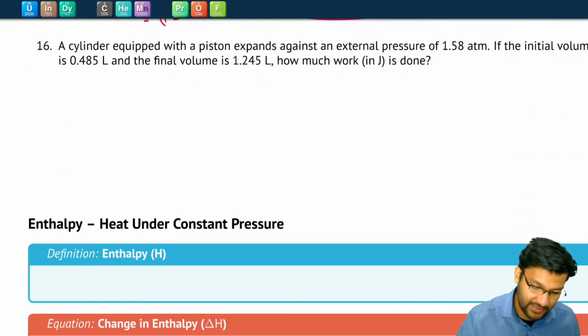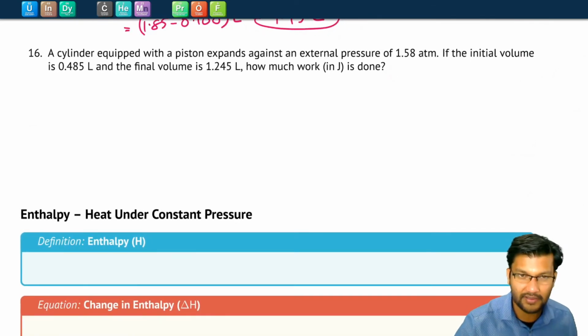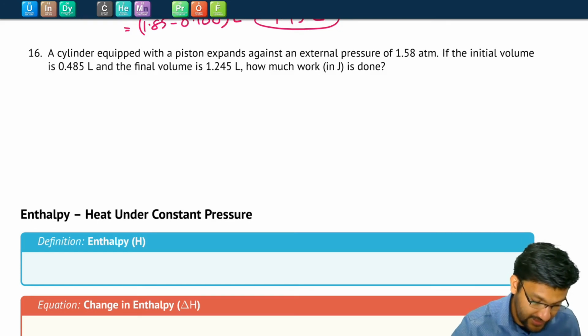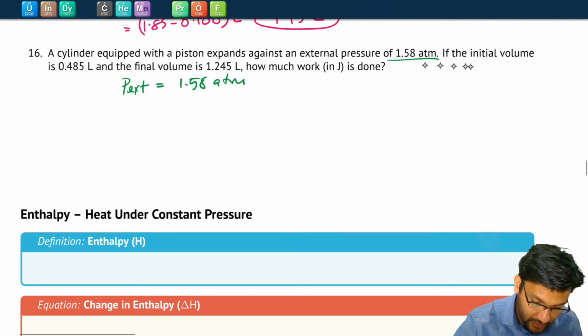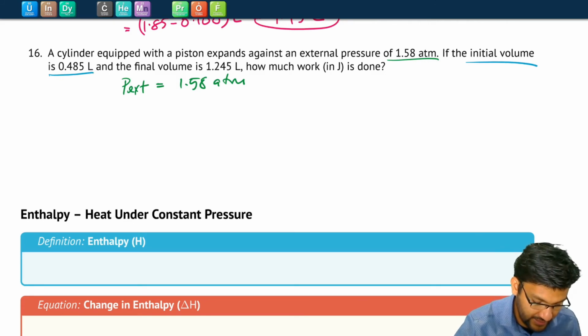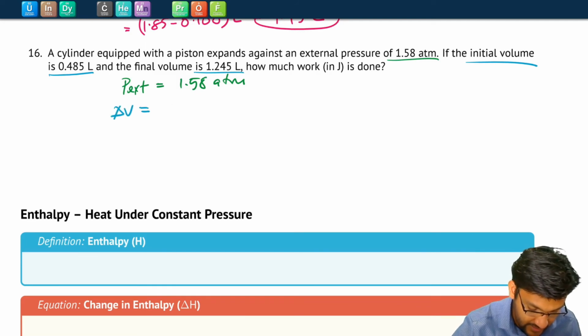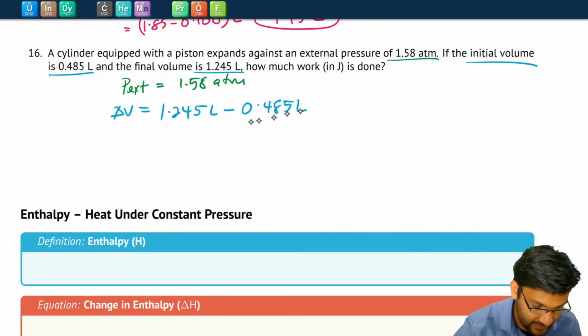Okay, let's look at number 16, and if you haven't worked it out yet, pause the video and go over that on your own, and then when you unpause, we'll go over it together. So number 16 says a cylinder with a piston expands against an external pressure of 1.58 atmospheres. So we already know our external pressure is 1.58 atmospheres. The initial volume is 0.485 liters and the final volume is 1.245 liters. So the change in volume is 1.245 liters minus 0.485 liters, which gives us a volume change of 0.760 liters, to 3 decimal places.